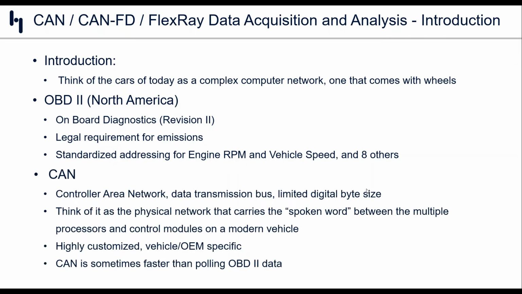So CAN stands for Controller Area Network, and this is a data transmission bus where it has a certain limited digital byte size. Think of it as the physical network that carries the spoken word between the multiple processors and control modules on a modern vehicle. So this is highly customized. It's vehicle OEM specific, even model and option specific. We'll get into more of that later. And then CAN, by the way, does provide sometimes faster polling, faster throughput for data than OBD2.